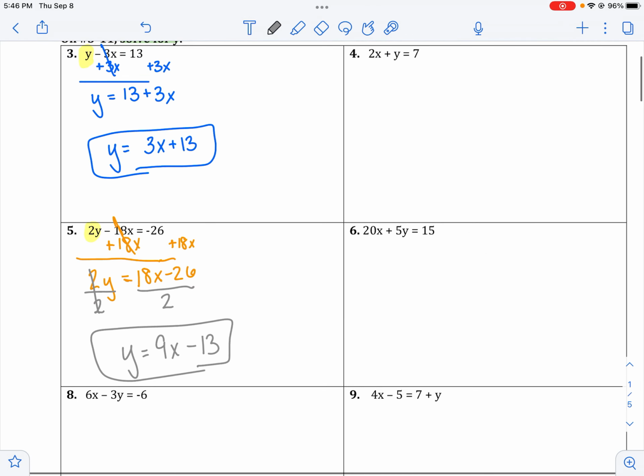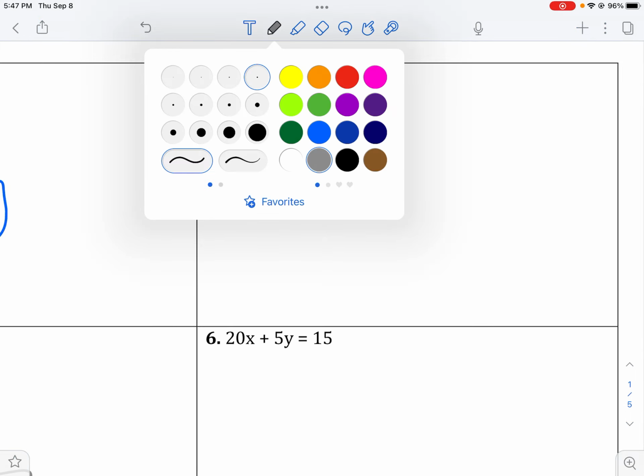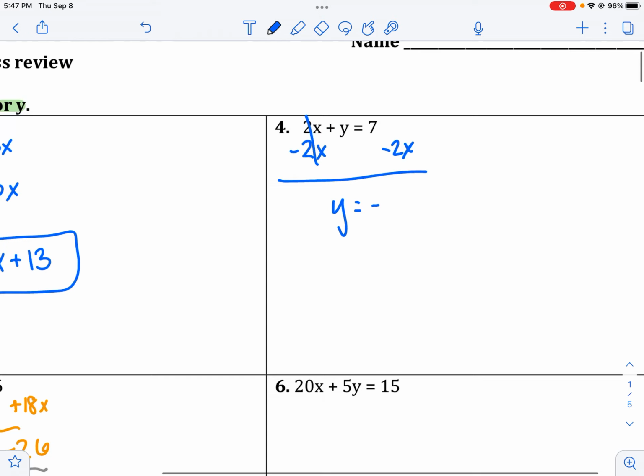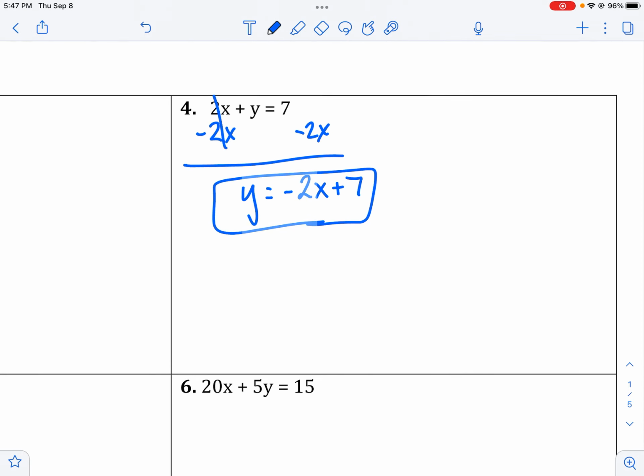Why don't you pause the video if you haven't yet, try 4 and 6, and then unpause and check your work. All right, so number 4 and number 6 we should have. I see addition, I need to do subtraction. So I end up with y equals negative 2x, and that was a positive 7. So y equals negative 2x plus 7.